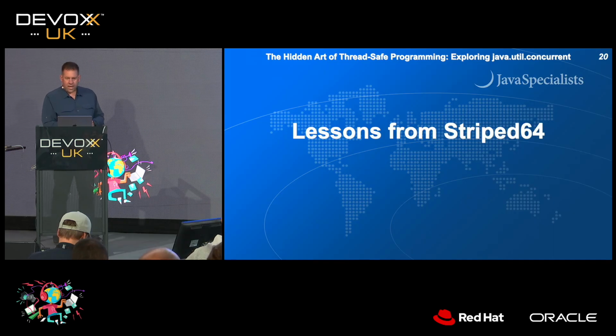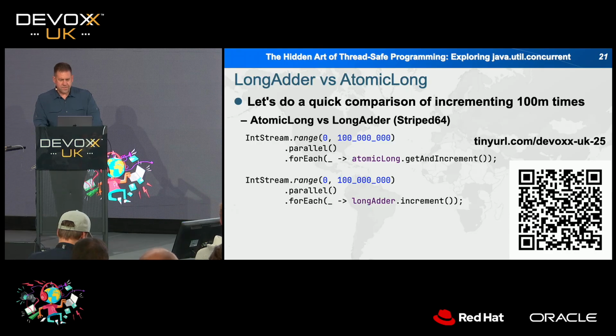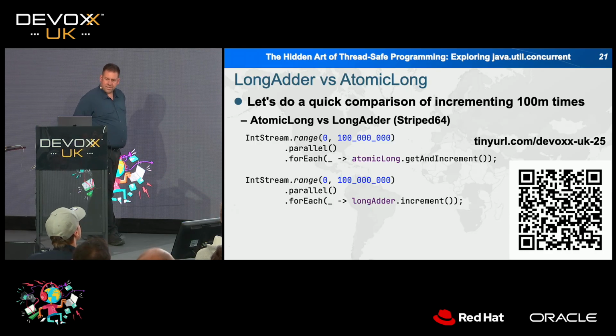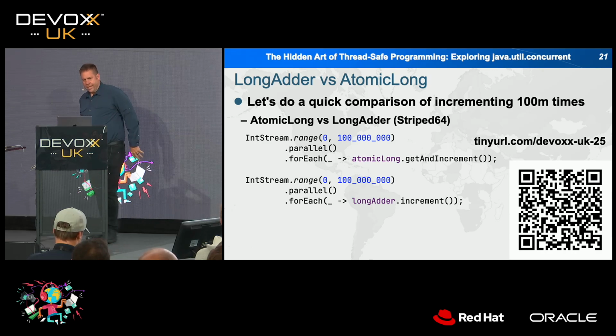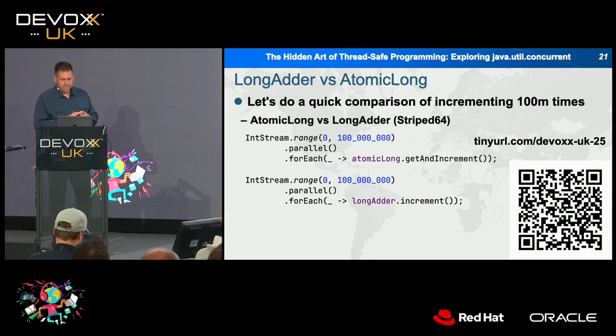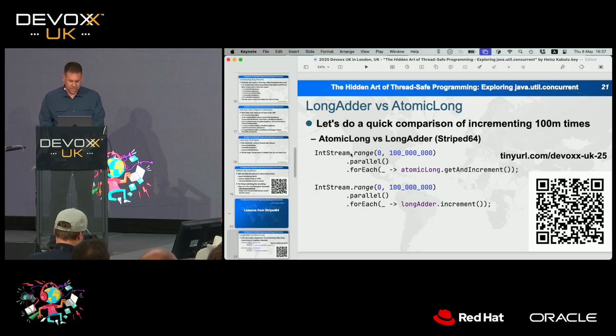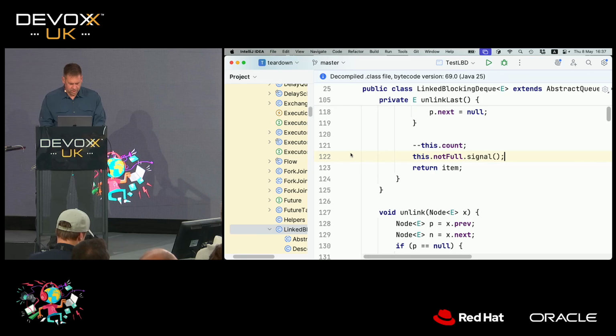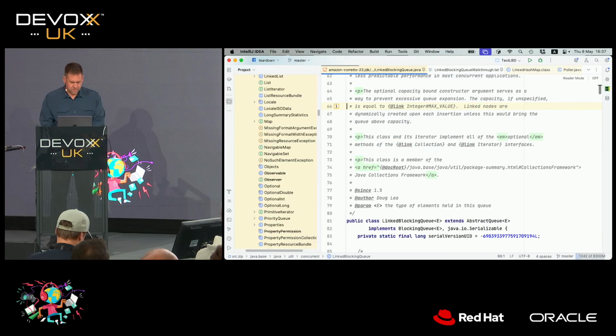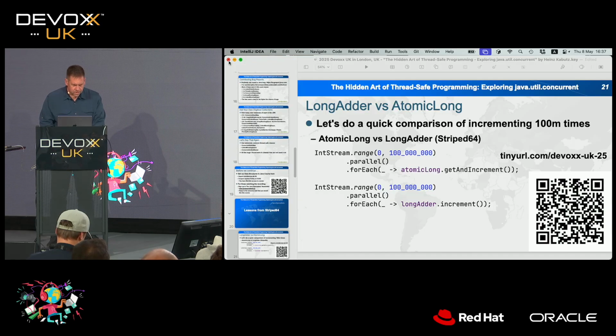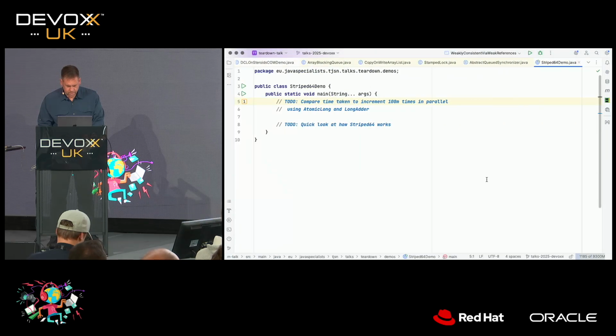All right, so let's look at a class here called Striped64. What it does is it allows us to increment contended values very quickly. So if we go to our code over here, let's go. Oh, that's the wrong one. Of course, I'd opened the wrong file. Let's open, where's the right file now? Ah, there it is.